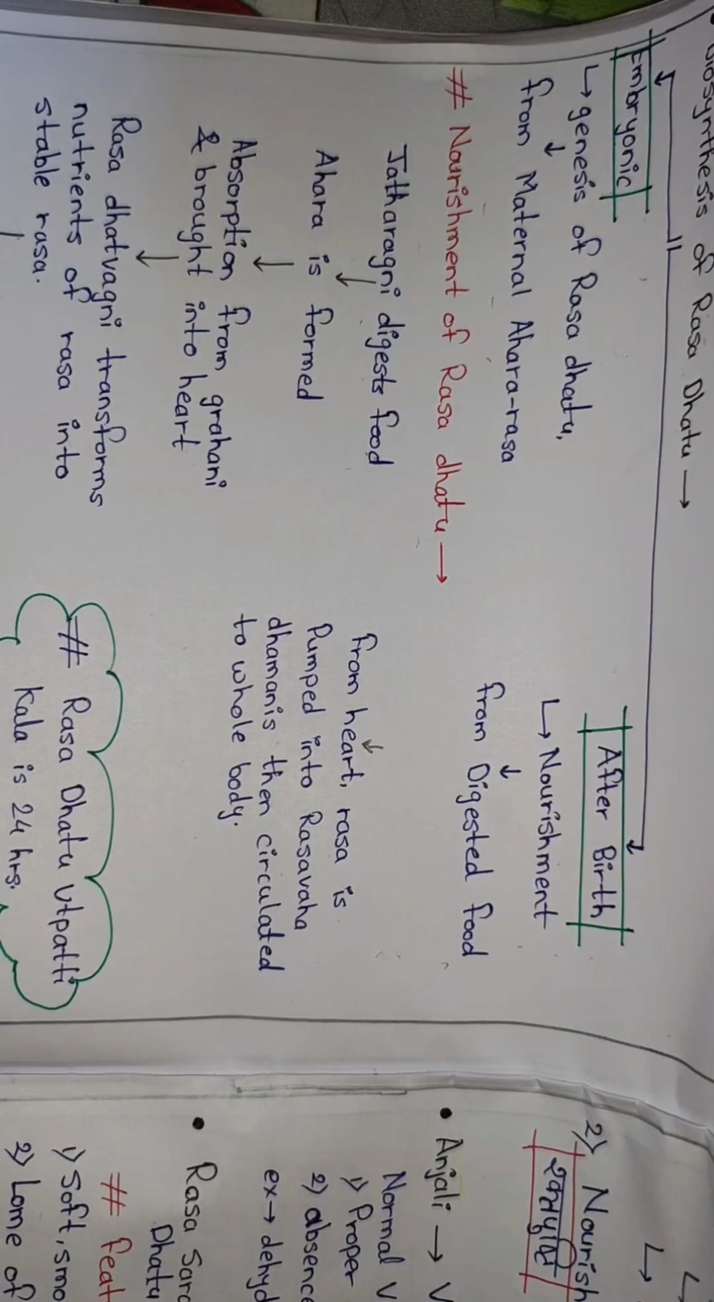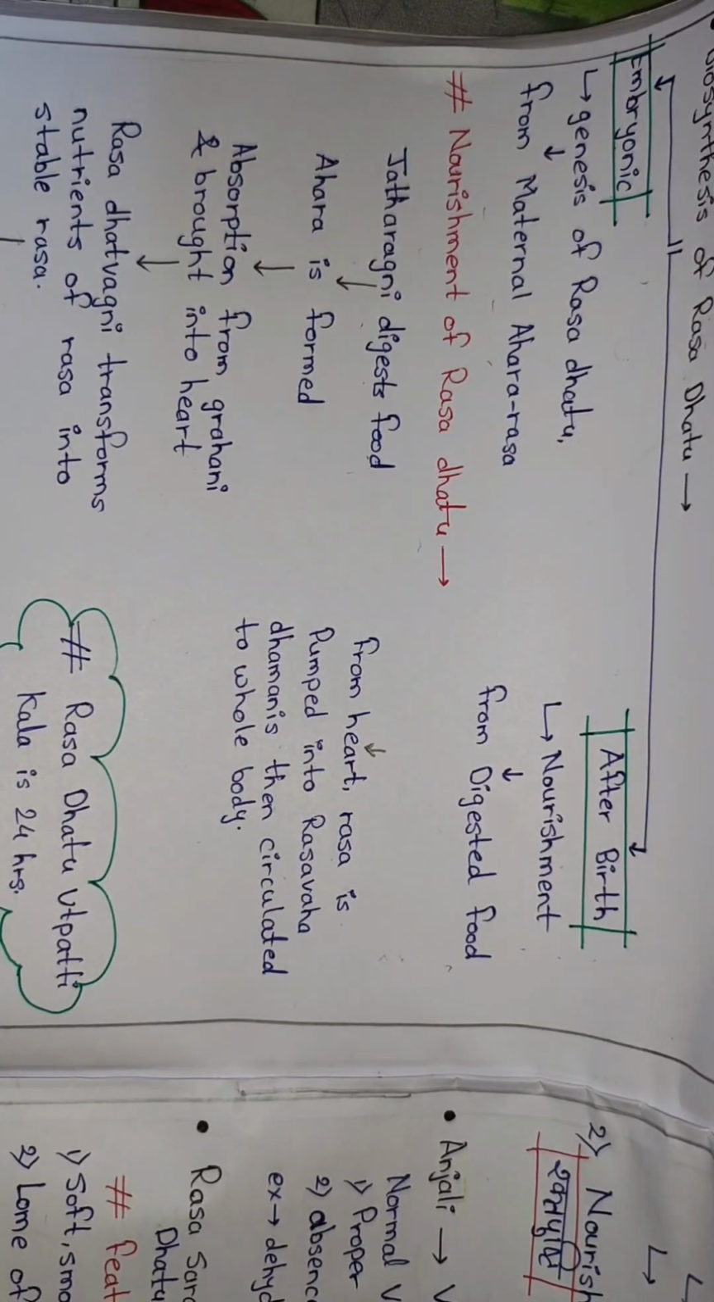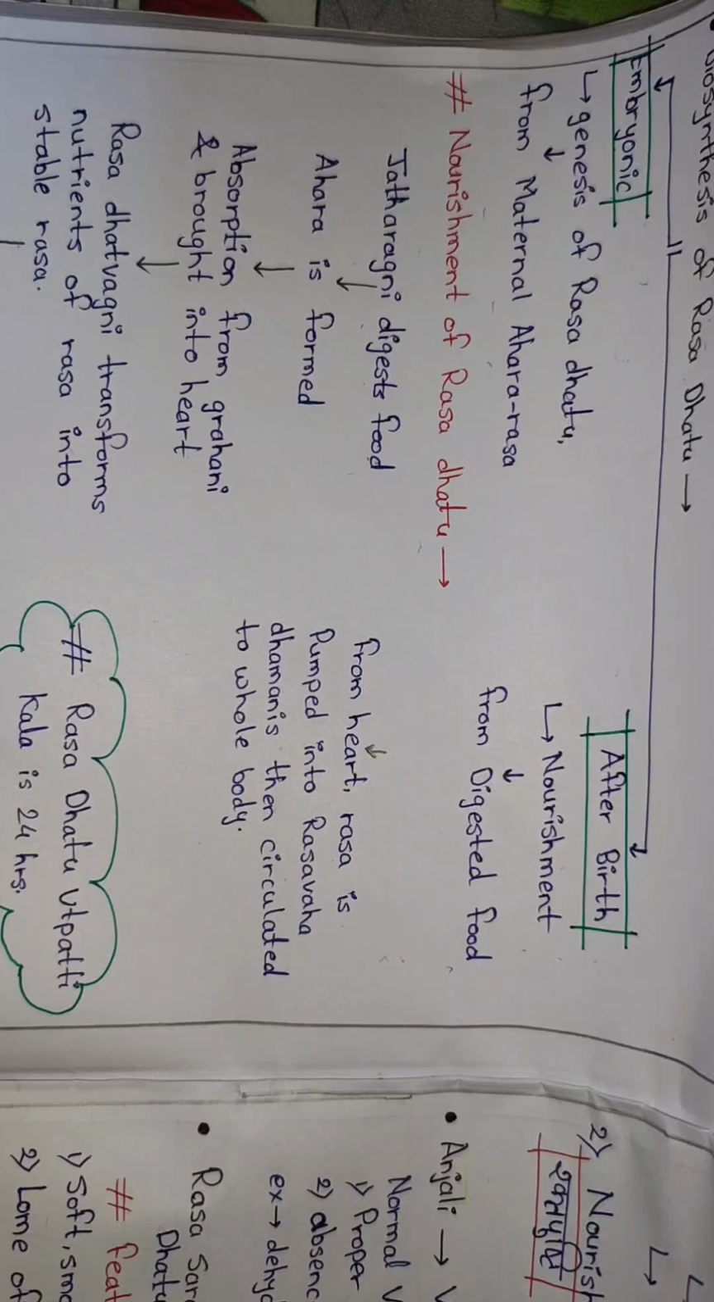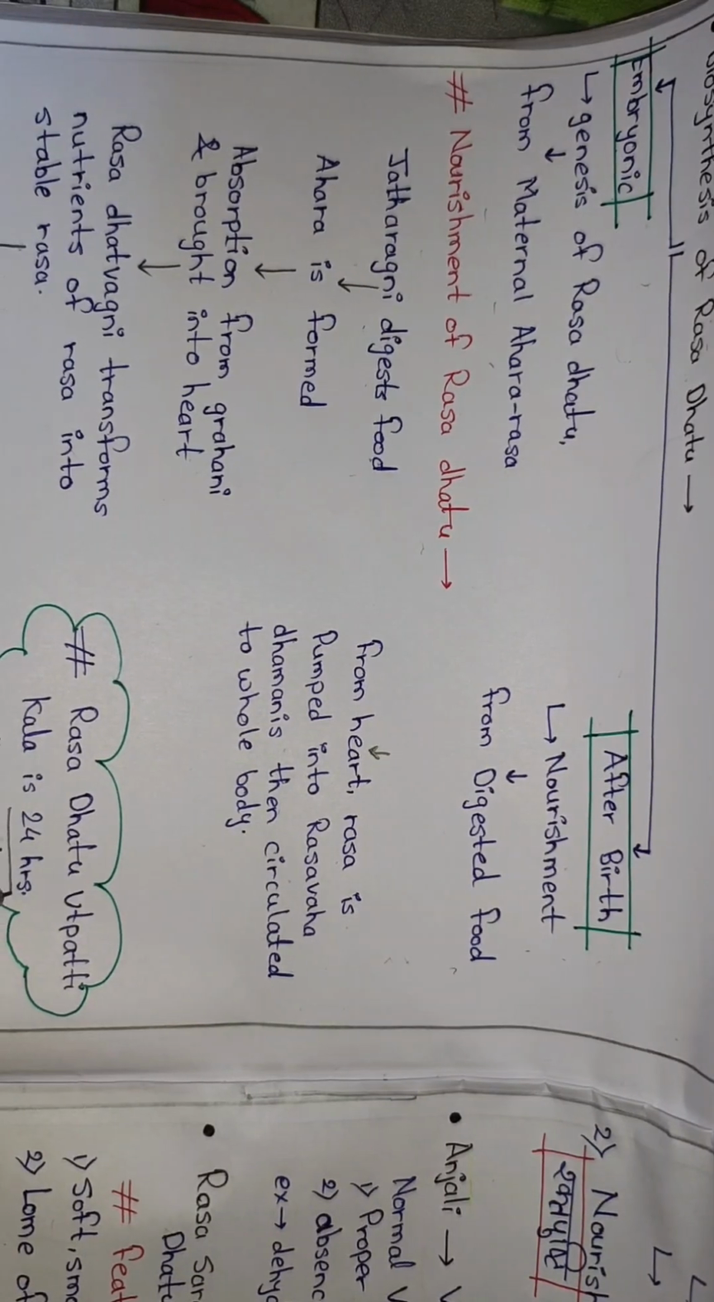In this, you should also know the rasa dhatu utpatti kal. Rasa dhatu utpatti kal is the time taken for the replenishment of the rasa dhatu from the aharas, which is 24 hours.